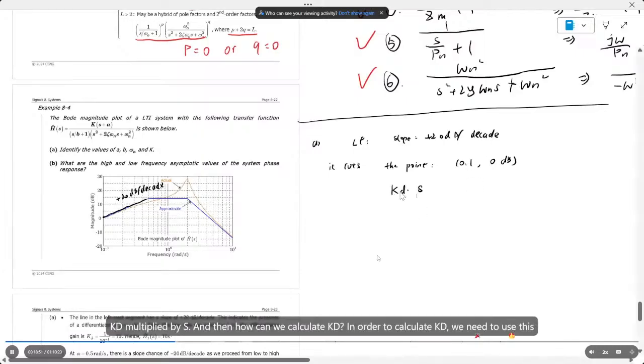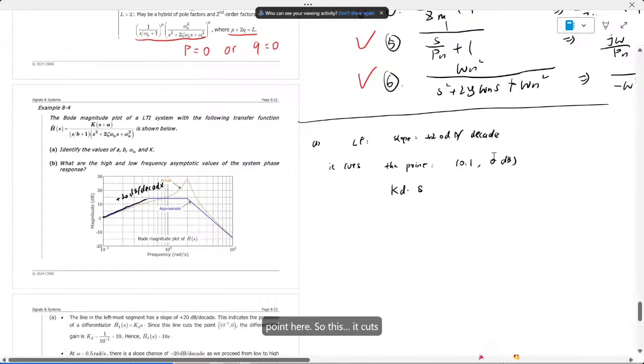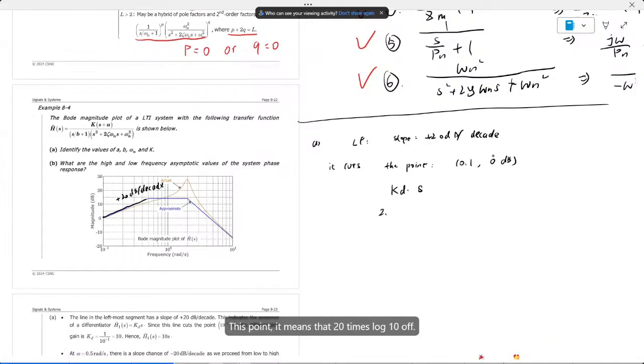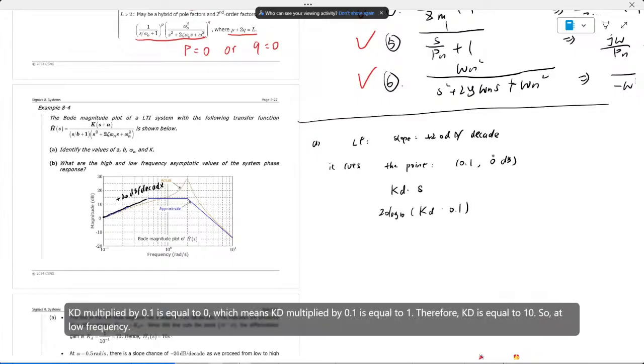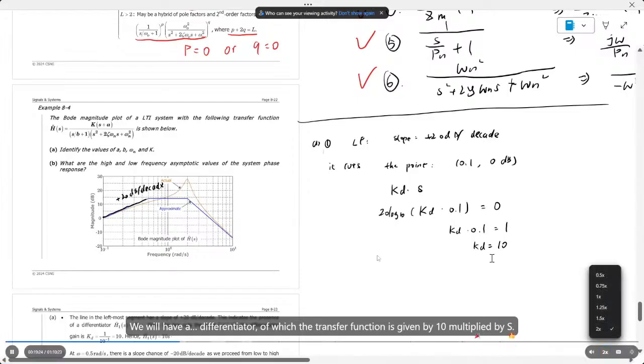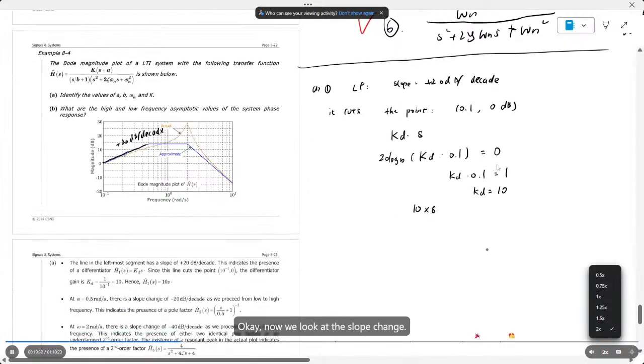And then how can we calculate KD? In order to calculate KD, we need to use this point here. So it cuts this point. It means that 20 times log 10 of KD multiplied by 0.1 is equal to 0, which means KD multiplied by 0.1 is equal to 1. Therefore, KD is equal to 10. So at low frequency, we will have a differentiator of which the transfer function is given by 10 multiplied by S. Okay, now we look at the slope change.